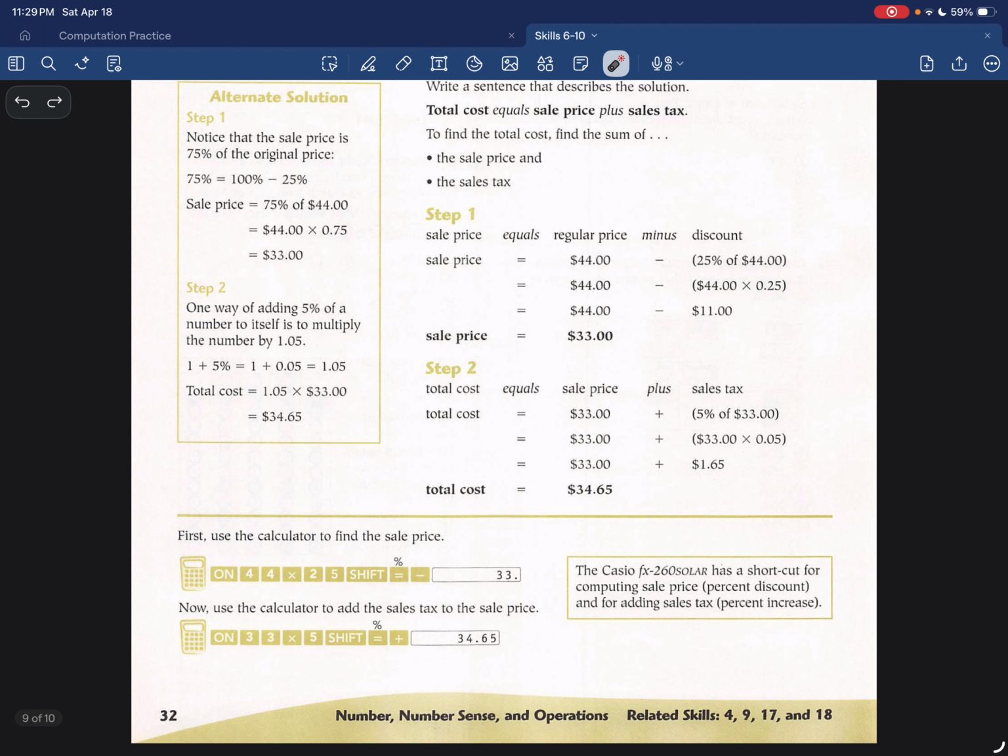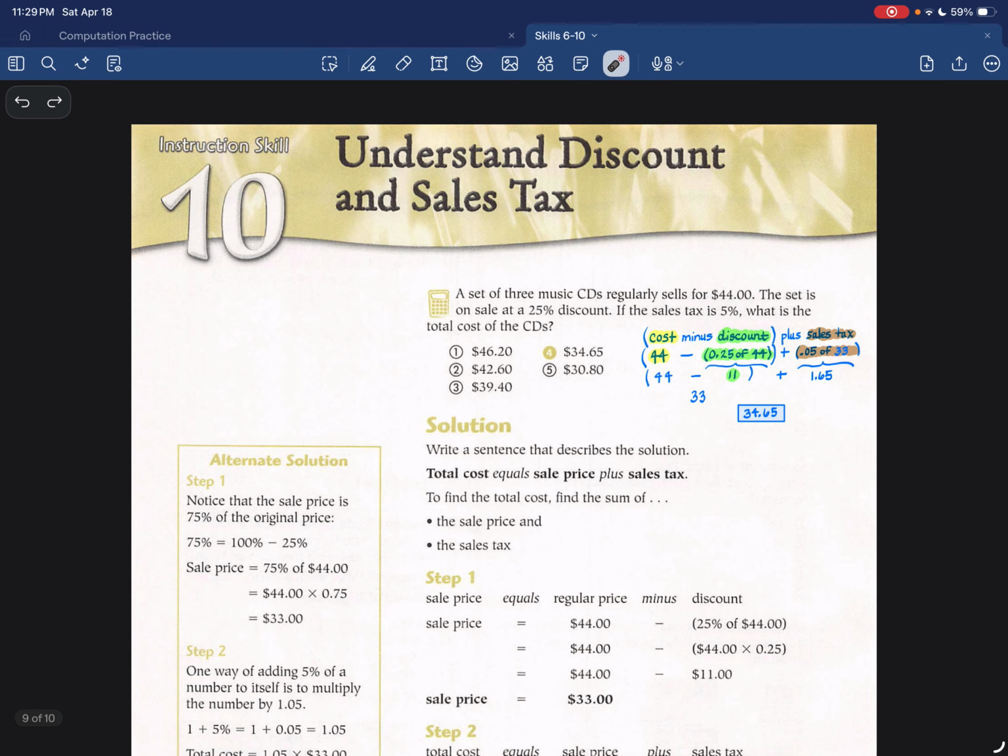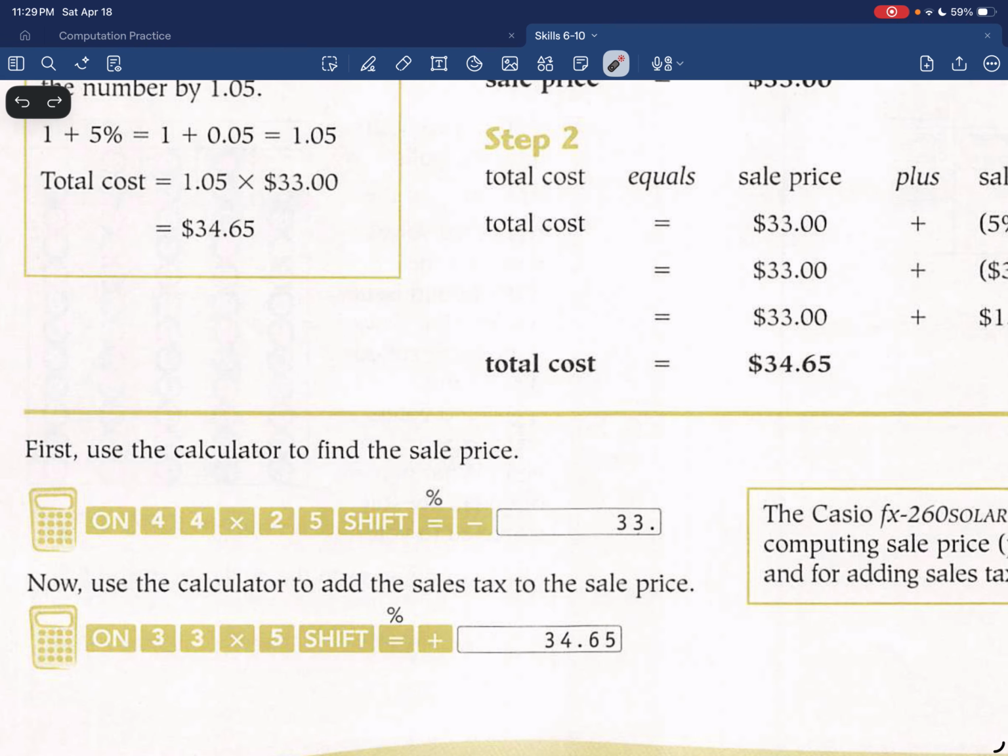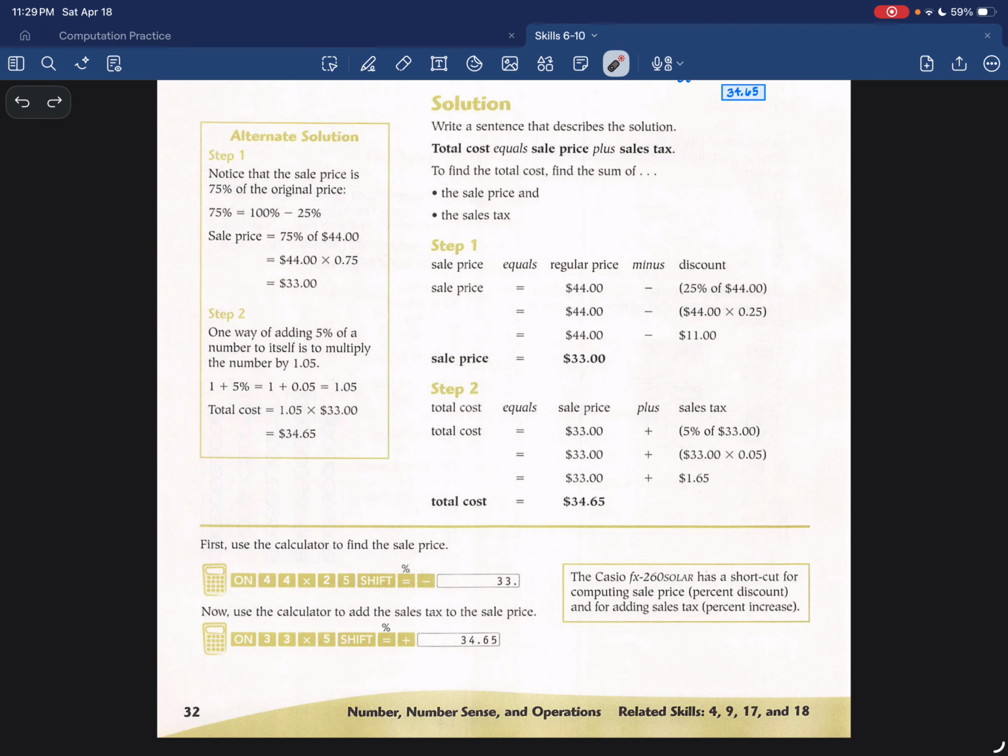Using the calculator, it shows you the keystrokes if you need those. I prefer to write mine out and work it a step at a time. If I try to do it just like this, I'm going to get lost. But again, if that works for you, you can absolutely do that.